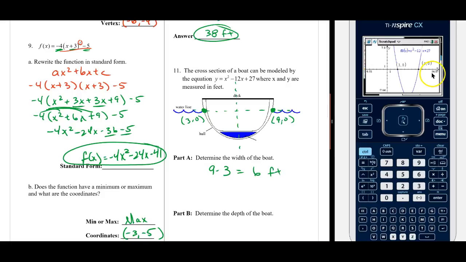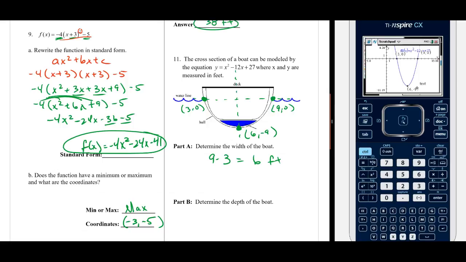Determine the depth of the boat. Well, we've got the water level again, but this time we want the depth of the boat, which is going to be down here, which is this point right down here at the bottom of the graph, which again is my vertex. I'm going to analyze graph. This time it's a minimum, left bound, right bound, and I've got a point at (6, -9). So if side to side was the width, then up and down has to be the height. So my height is this negative 9 number, but height can't be negative, so the depth of the boat is just 9 feet.